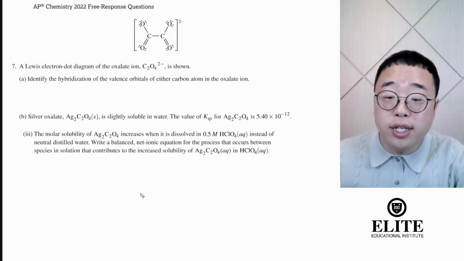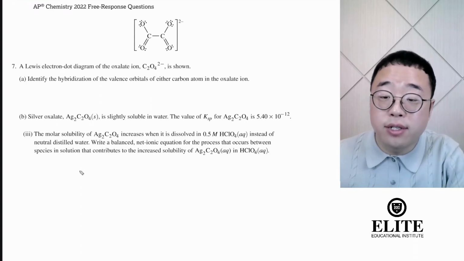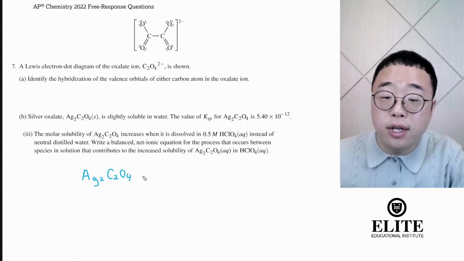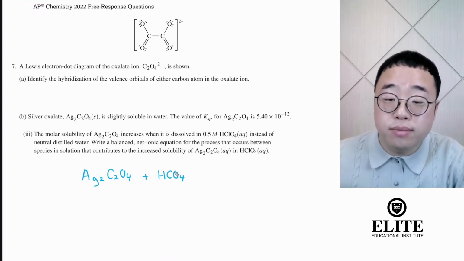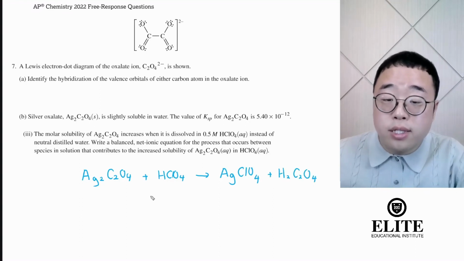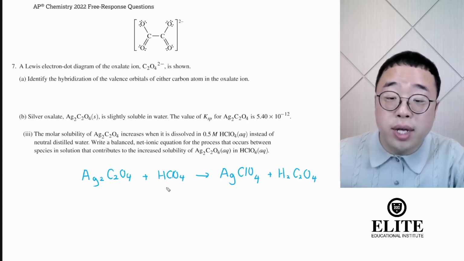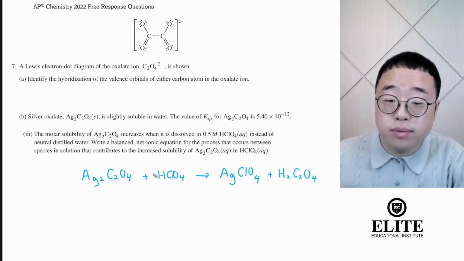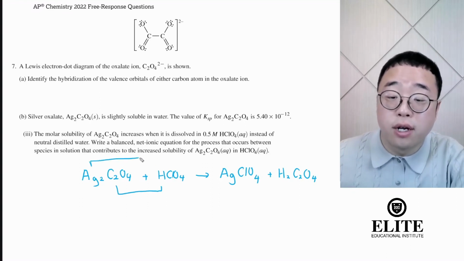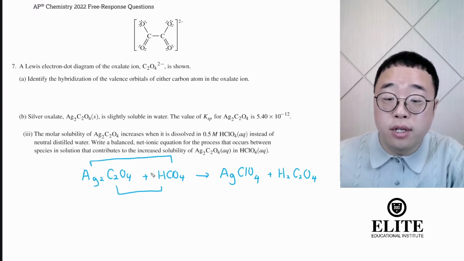So this reaction is an acid and base reaction. We have the silver oxalate react with the acid to form products, and this is an acid and base reaction because we have a transfer of the hydrogen ion. This is also a double replacement reaction, as can be seen here. And we can also balance the reaction like so.